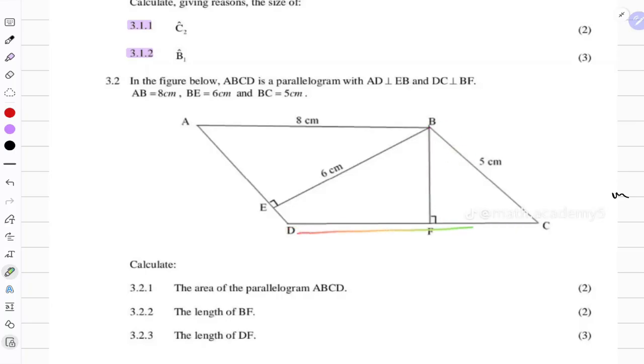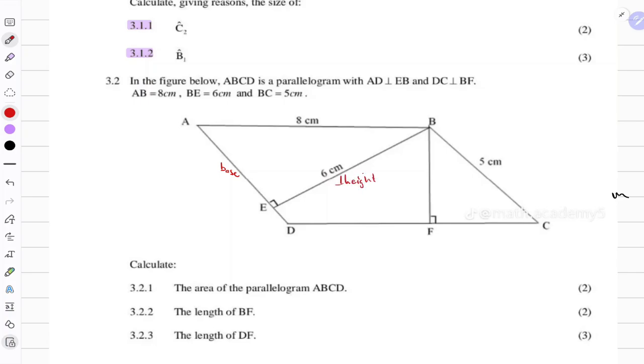Once again, we've got a base and we've got an altitude, or a perpendicular height. Let me just label it. So AD qualifies to be a base and this qualifies to be the perpendicular height.